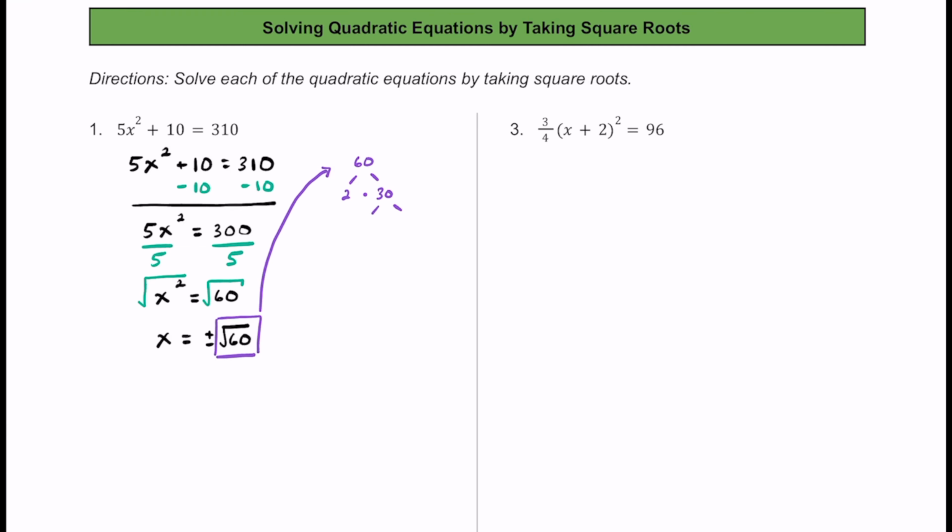So let's see, 2 and 30. For 30, we have 2 and 15. For 15, we can say we have 3 and 5. Okay, so all of our prime values here are going to be 2, 2, 3, and 5. And so these are all the prime factors.